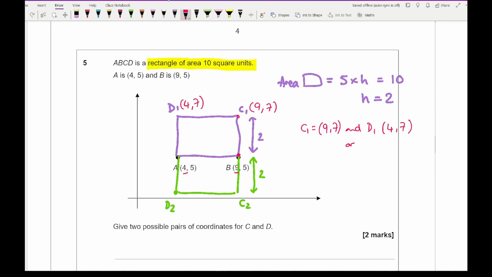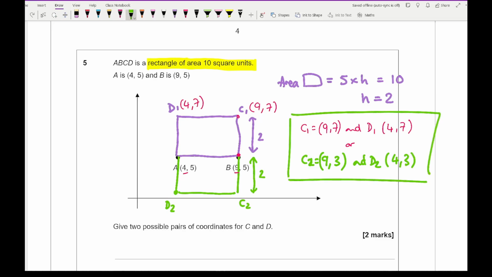Then for the second coordinates, C2 will have the same x-ordinate, so that's still going to be 9, but the y-ordinate is going to be 2 down from 5, so that's 5 take away 2, which is 3. And D2 is therefore going to have the same x-ordinate as A, which is 4, but the y-ordinate is going to be 2 less than 5, which is going to be 3. So my two sets of coordinates are (9, 7) and (4, 7), and (9, 3) and (4, 3).